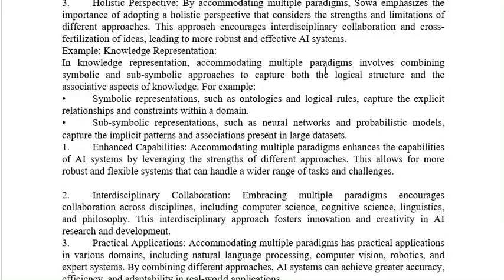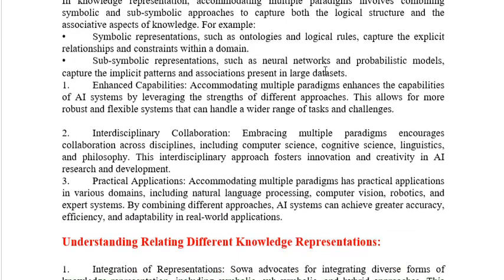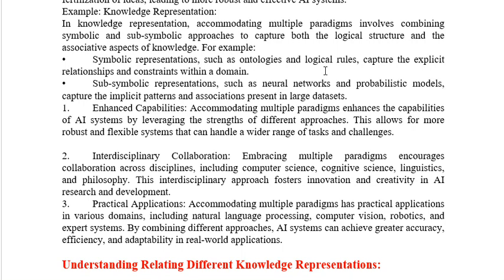Such as ontologies and logical rules. When it comes to sub-symbolic representations, there are neural networks, which I said before, which capture implicit patterns, and probabilistic models, which we can say is like probability. Okay, this is the symbolic representation and sub-symbolic representation. Now next we have enhanced capabilities. What does enhanced capabilities mean? As I said before, there will be some advantages between the different approaches. So we should know the advantages and even disadvantages to work with it.